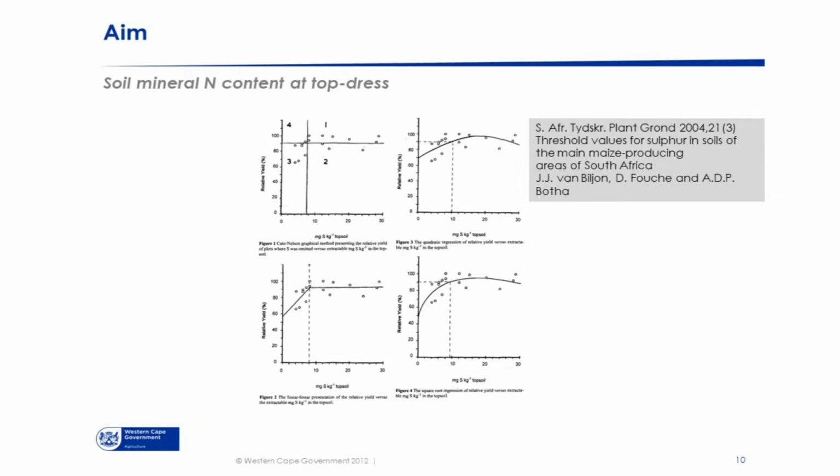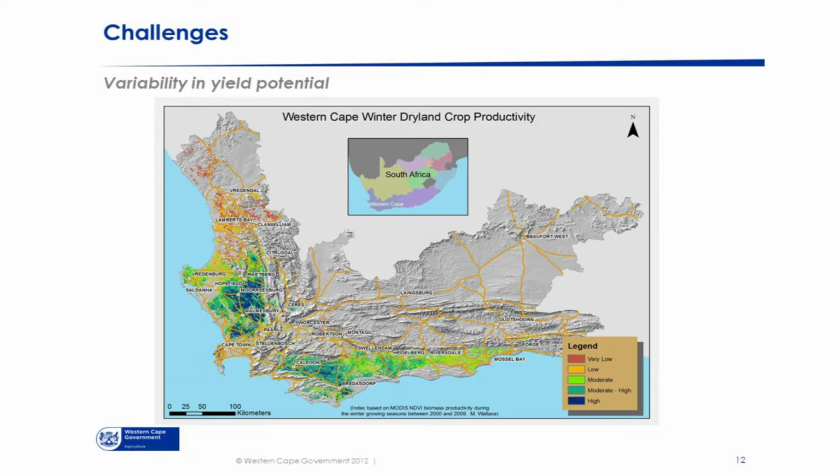A very important one was Johan van Biljon. They worked in the Free State, and they could have used a lot of different models to predict that if there's a certain amount of nitrogen in the soil, you have to apply so much nitrogen to get to a certain potential. And that was one of the ideas when we started this trial, to see if we can relate soil nitrogen with a nitrogen fertilization program.